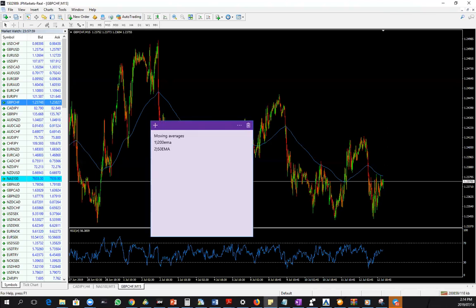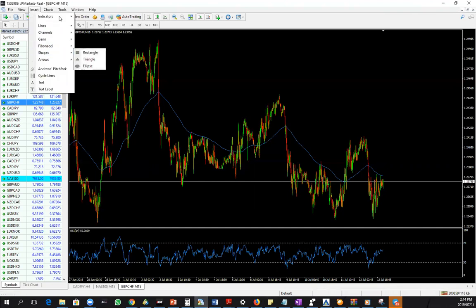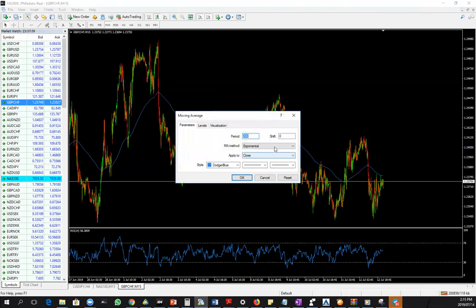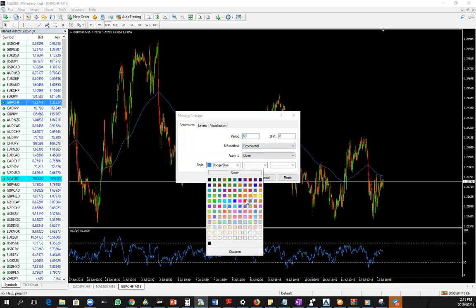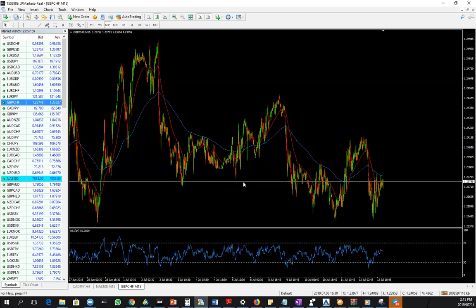The next one is the 50 EMA. Okay, I'm going to put in the 50 EMA, and the color should be red. So with that, if I'm looking at your chart, I understand exactly which moving average is where. I'm going to put in the 50. I want to make it red, exponential. Cool. I've got two lines now, right? The 50 and the 200.